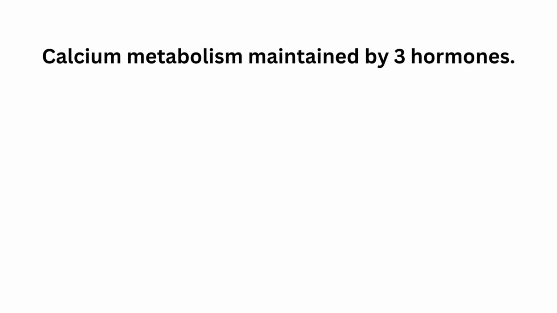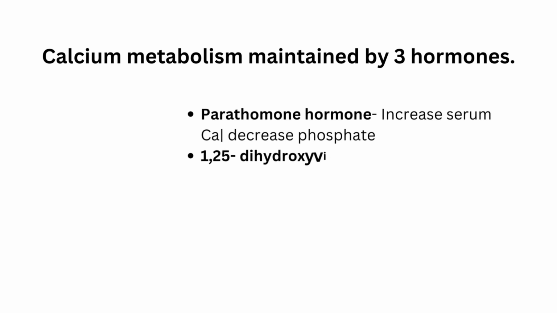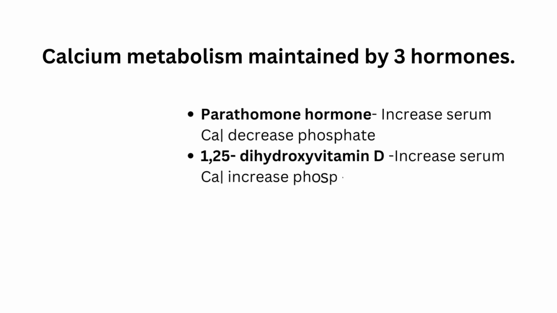Let's discuss the hormonal regulation of calcium metabolism. There are three main hormones involved in calcium metabolism. Two of them are involved in increasing serum calcium concentration, and one, calcitonin, is involved in decreasing serum calcium concentration. The parathyroid hormone and activated vitamin D3 are involved in increasing serum calcium concentration.